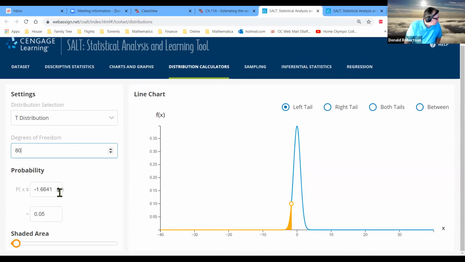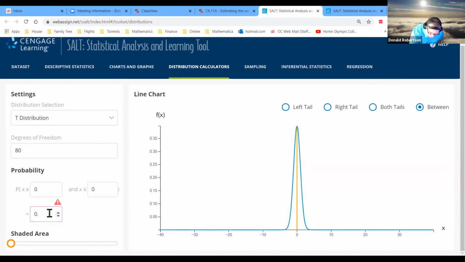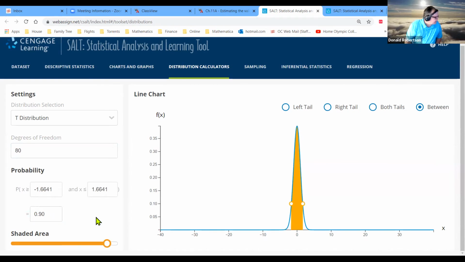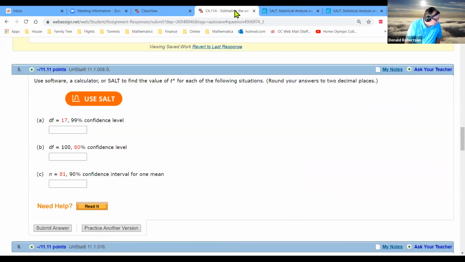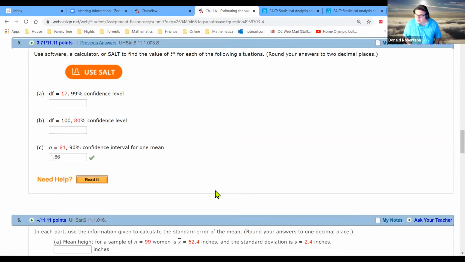Now, we're going to be going down here and we're going to do the between again. And it's going to be 90. And the magic number is going to be this fella, 1.6641. And what do they want? 2 decimal places. Now, we're comfortable about how to get the magic t-scores now?